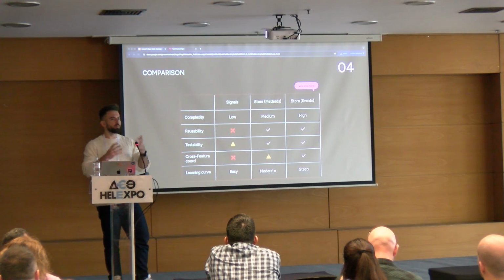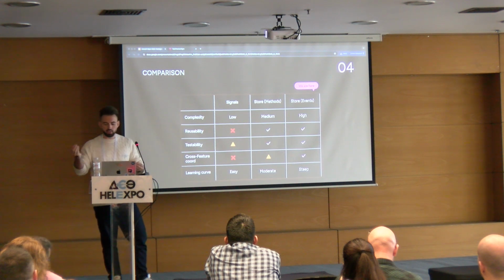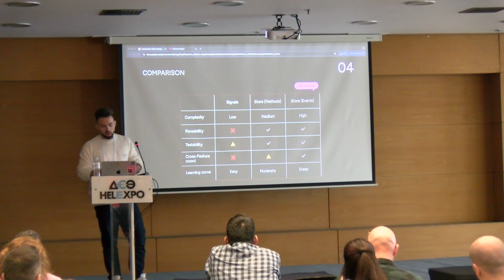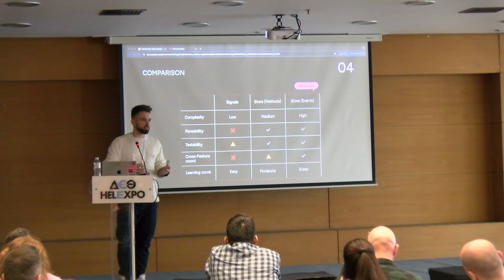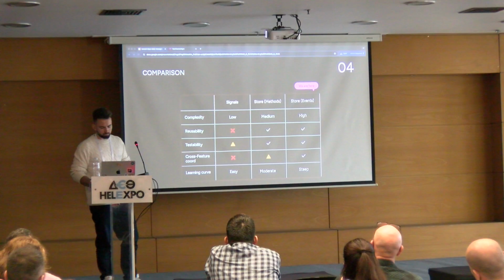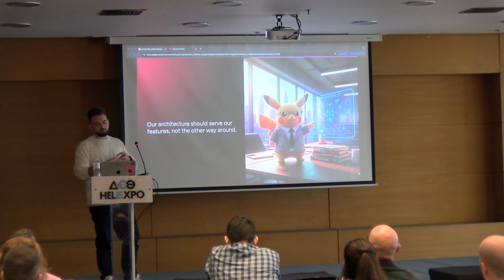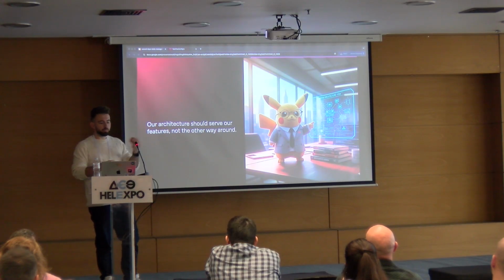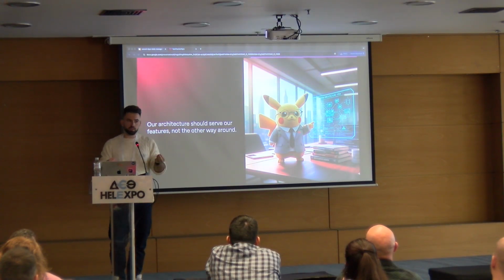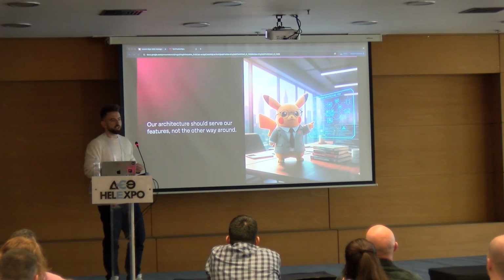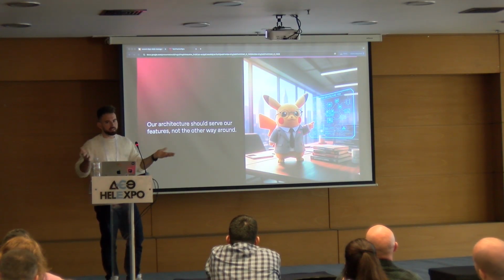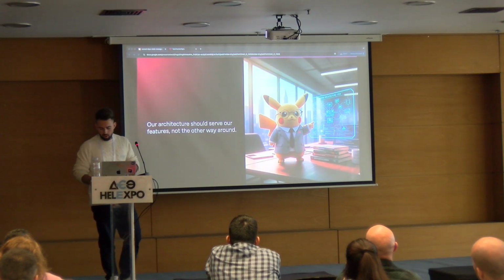But also keep in mind that these aren't competing approaches. These are evolutionary stages. So you can start with signals, extract to a store when component logic gets too messy, and add events when store coordination becomes painful. Architecture should serve our features, not the other way around. We should use these patterns to build maintainable, scalable applications, but always keep asking ourselves, what does this feature actually need? And that's everything I wanted to show you today.